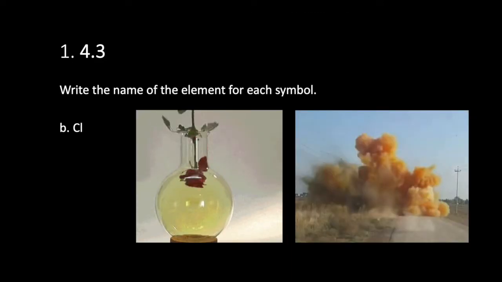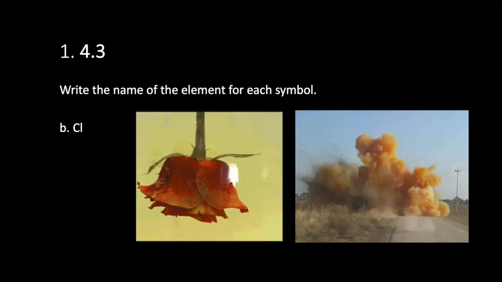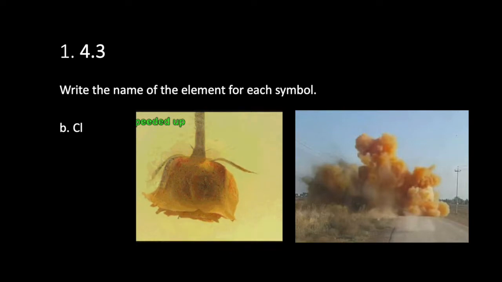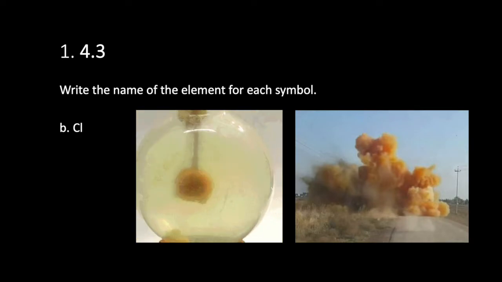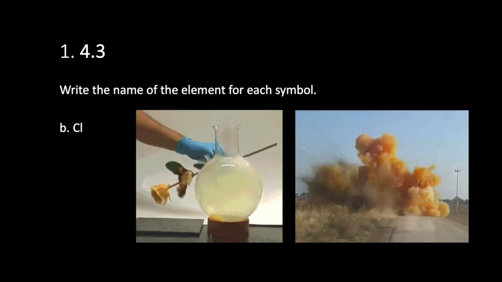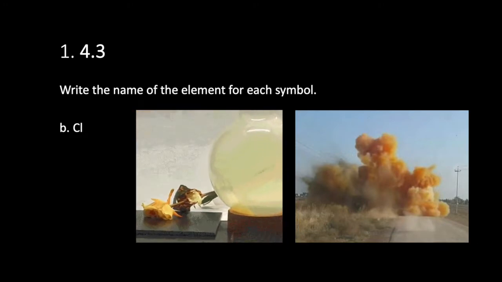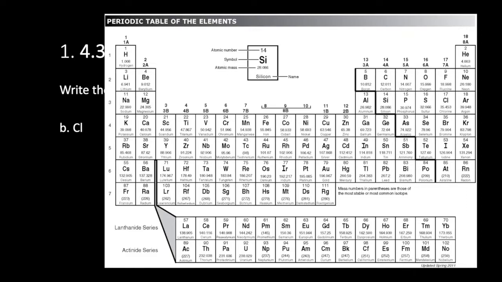Cl. Cl is chlorine. It's a light green, very toxic gas. You can bubble it through water, and then it will chlorinate the water, which will kill the bacteria in it. You can see on the left here that they're putting a rose in there, and it changes the color of the rose. And unfortunately, because it's toxic, it's also sometimes used in chemical warfare, which you see in the picture on the right. But Cl is chlorine, and you could see that on the periodic table.